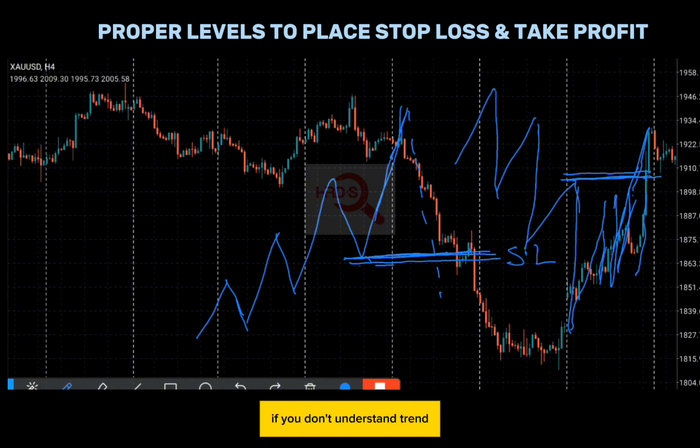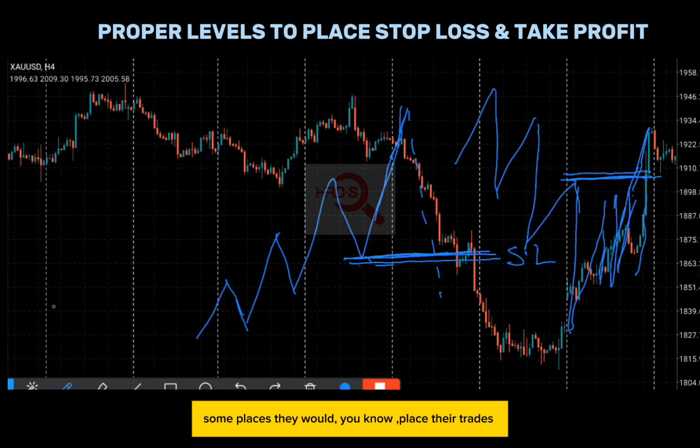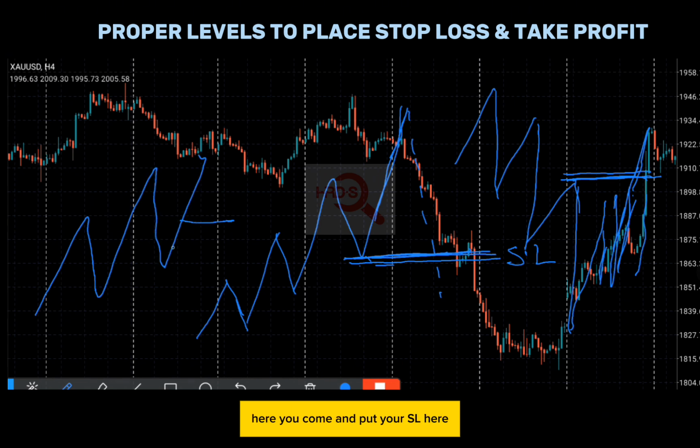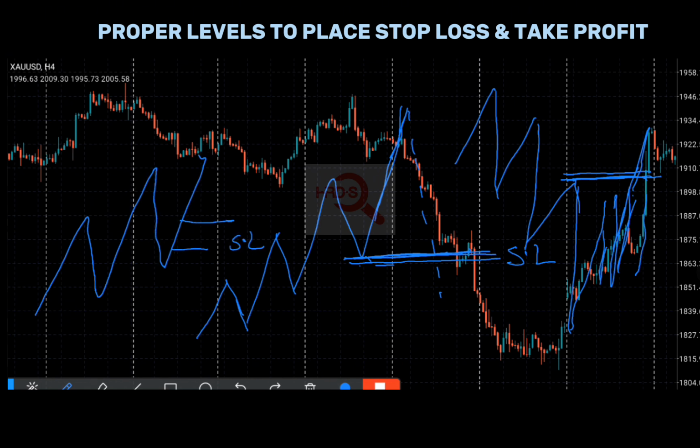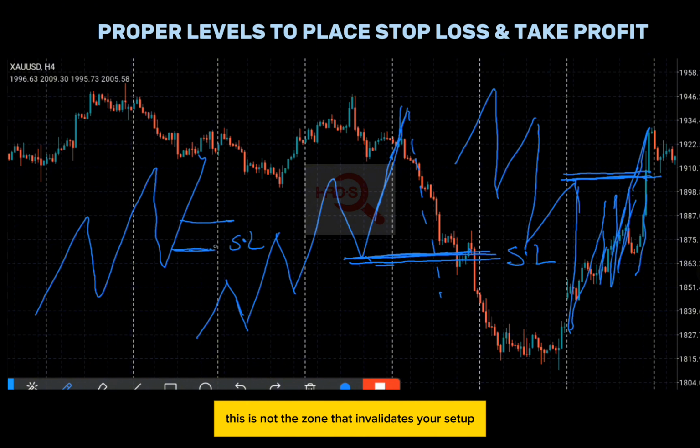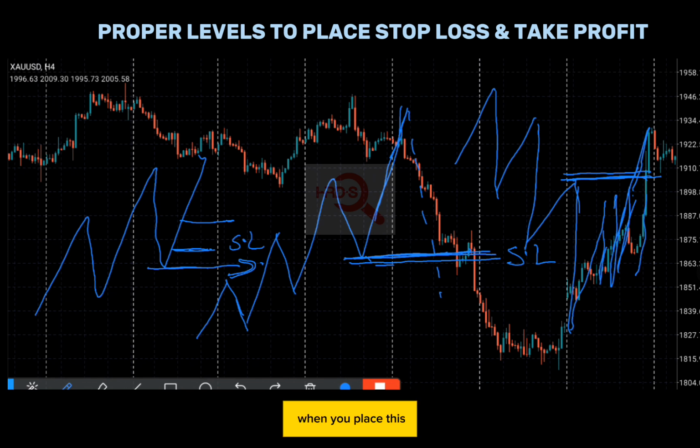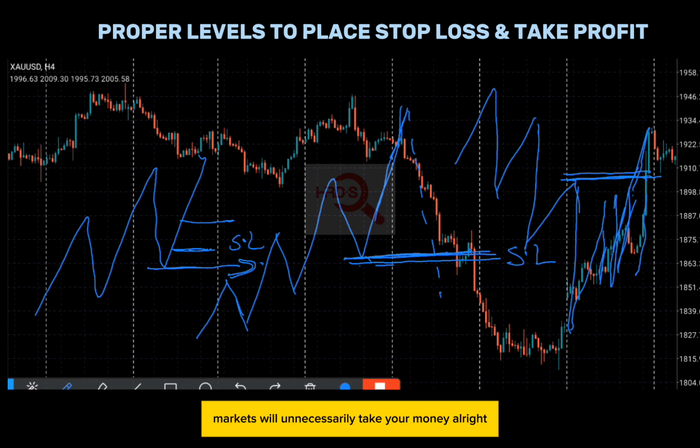If you don't understand market structure, that is why I taught it first. If you don't understand trend, uptrend, downtrend, you will not even know where to place your stop loss. Some persons, maybe they enter a trade here, and they put their SL here. This is not the zone that invalidates your setup. This is it. This is the zone that invalidates your setup. When you place this kind of stop loss, the market will unnecessarily take your money.